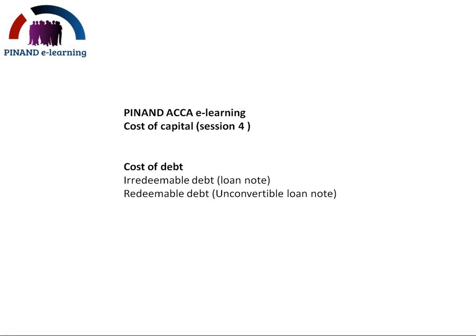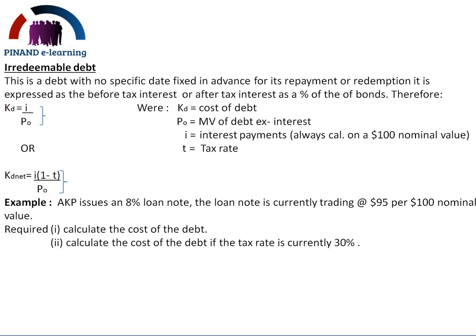We're focusing on cost of capital, session 4. We're looking at irredeemable debt, which is a loan note, and redeemable debt, the convertible loan note. All right, let's start. Now, what is irredeemable debt? This is debt with no specific date fixed in advance for its repayment or redemption. It is expressed as the before tax interest or after tax interest as the percentage of the bond.